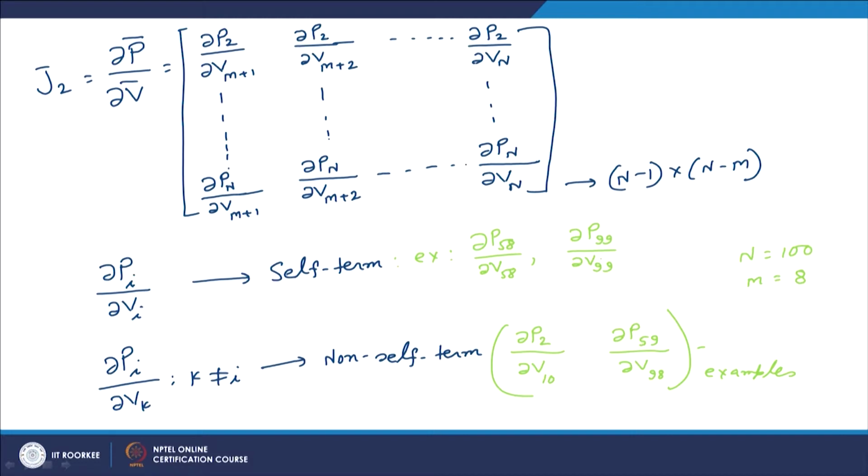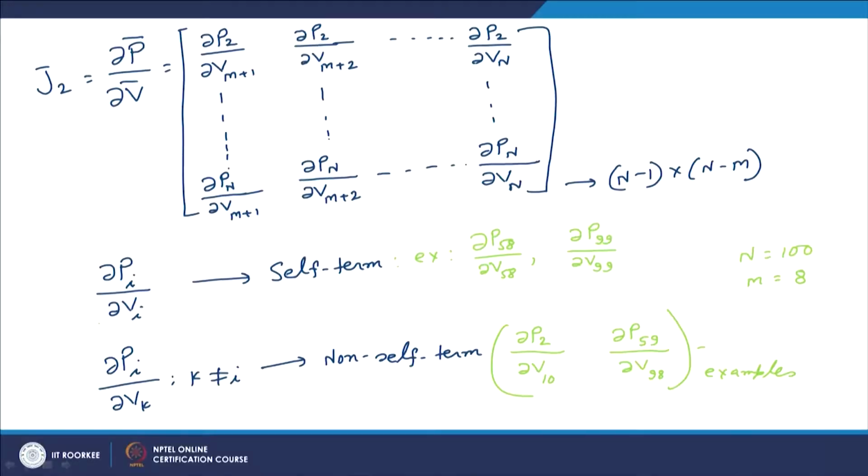So, these are the self terms where the index of p and the index of v are the same. Here this is 58, this is 58, here this is 99, this is 99, but here the index of p and the index of v are different. So we have to derive the analytical expressions of these two general terms. For that, we again write the expression of Pi as we have done.